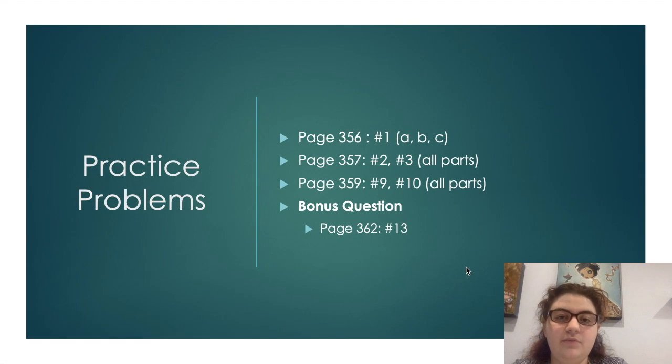So the practice problems are on these pages and these numbers. And we have a bonus problem on page 362 in case you want to try it out. Okay? I'll be walking around, and if anyone has any questions, just raise your hand or come up to me and we'll talk. Okay, everyone get in their groups and let's get started.